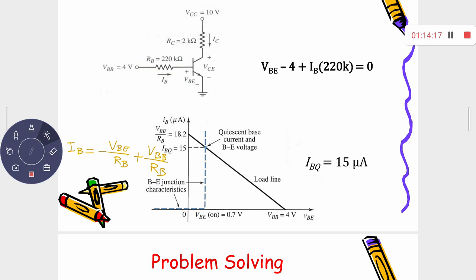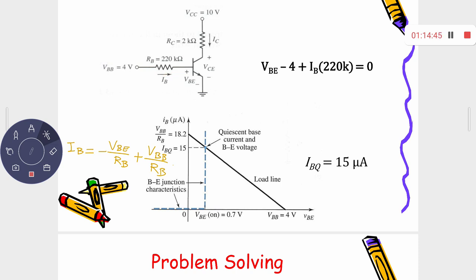Now once you have drawn the straight line, you know that if I place some device in this circuit, the corresponding IC and VCE must lie on this straight line. It must lie on this straight line. Isn't it? What is IBQ? Yes, I'm coming to that. What is IBQ? IBQ is the value of IB obtained from this circuit.